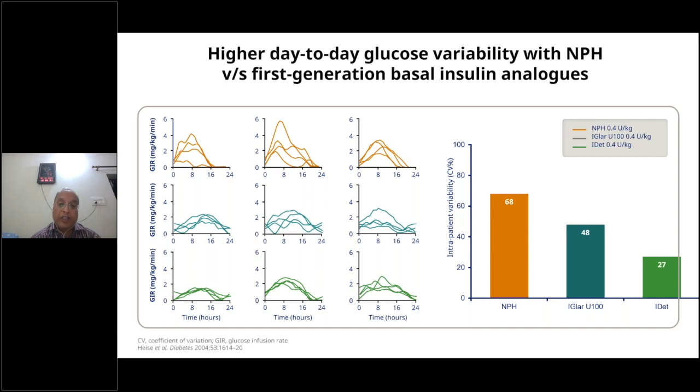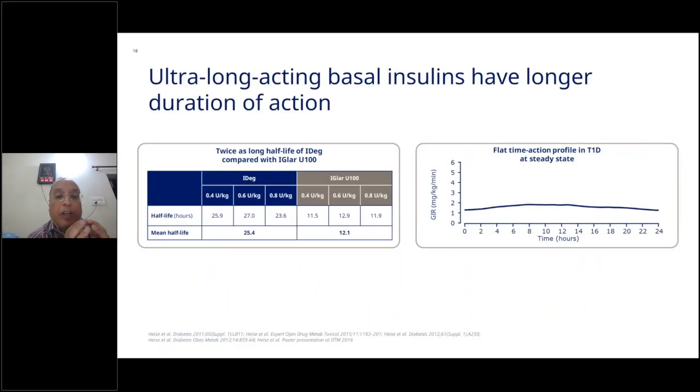Understanding this unmet need, there is a second generation basal insulin analog, where degludec was the first one to come into the market. If we see, the mean half-life of degludec is almost double that of glargine U300, and it has a flat time action profile when tested in different doses in patients with type 1 diabetes.